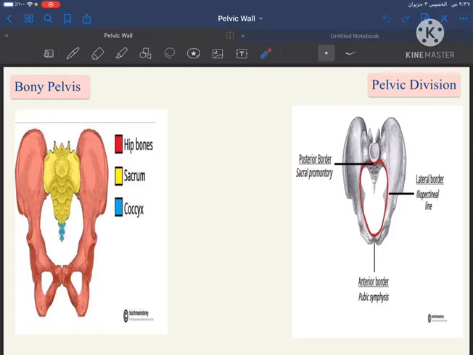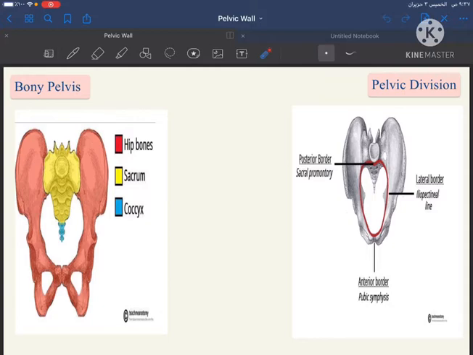The two hip bones, this and this, form the lateral wall and also the anterior wall of the pelvis, while the sacrum with coccyx forms the posterior wall. The hip bones articulate posteriorly at the sacroiliac joints with the sacrum, while anteriorly they articulate at the pubic symphysis. So these are the bones of the pelvis.